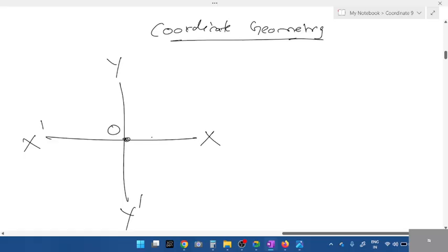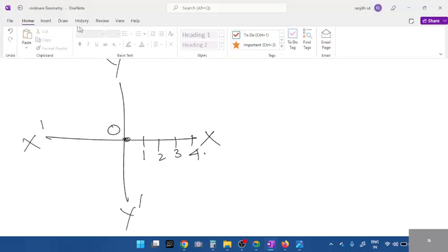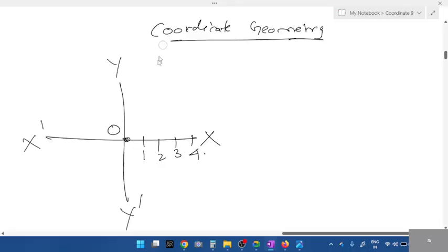They'll give you a 2 centimeter graph. Each you have to take as 1, 2, 3, and 4. It depends. And left hand side negative values. Then XO X dash, these two are known as axis. The green one, axis.